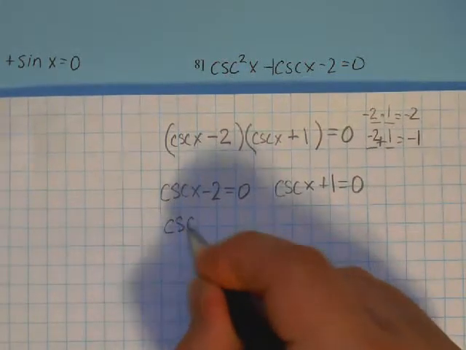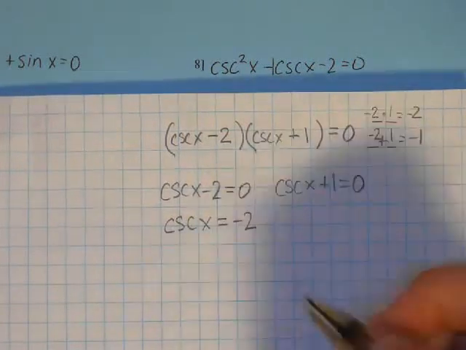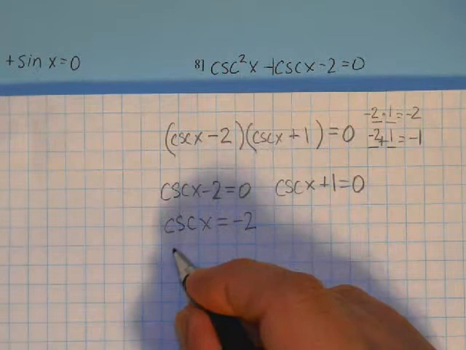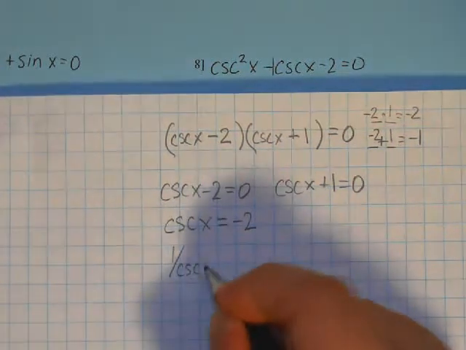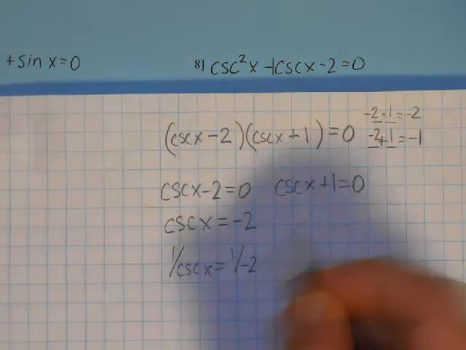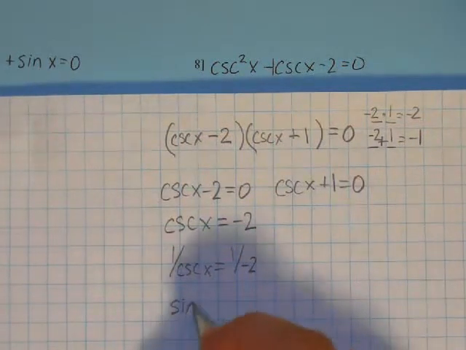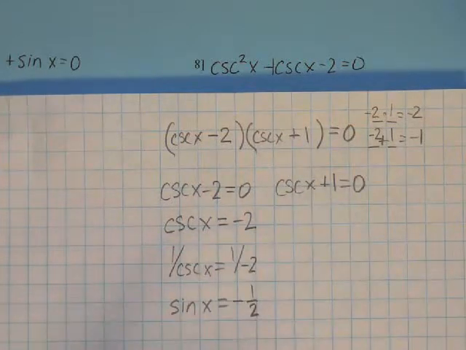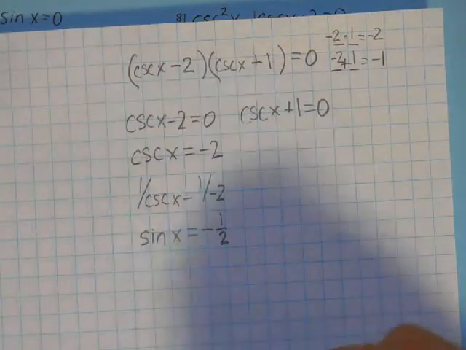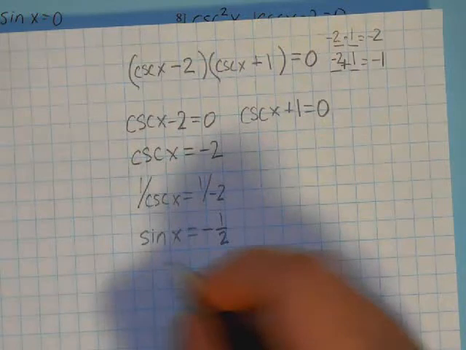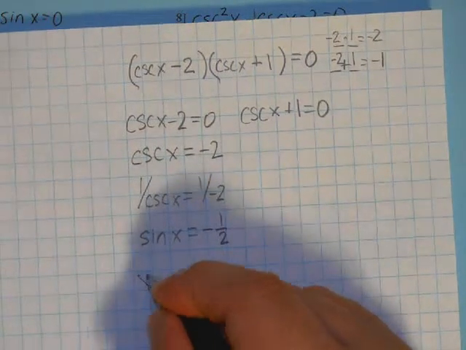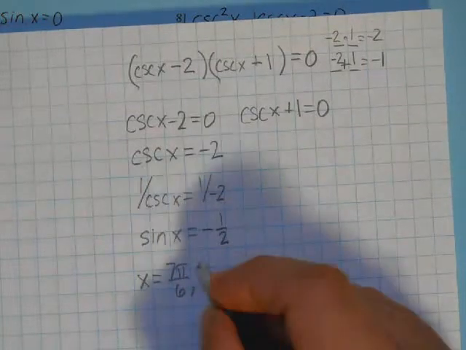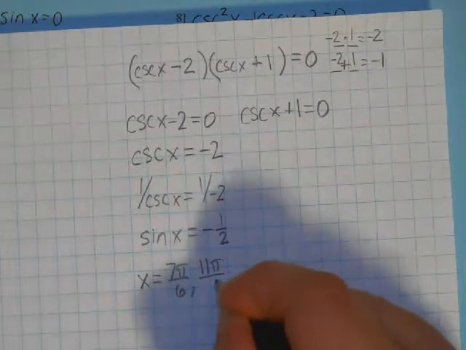So here, now I can add 2 to both sides. And I get cosecant x equals negative 2. So what I'm going to do is take the reciprocal of both sides, and I get sine x equals negative 1/2. Well, looking at the unit circle, I know that sine is equal to negative 1/2 at 7 pi over 6 and 11 pi over 6.